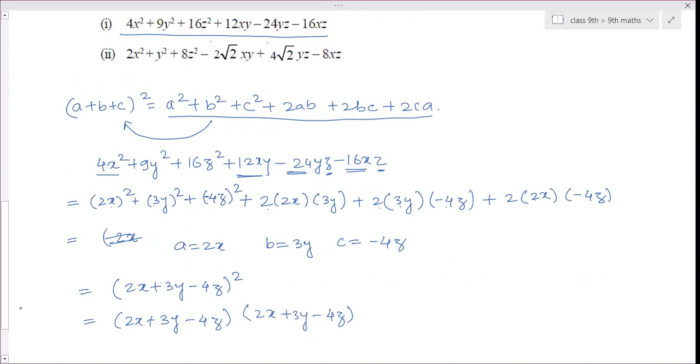Ma'am, in the exam, was it necessary to write these steps? Yes, you have to write down. You have to show this equation is in the form a square plus b square plus c square plus 2ab plus 2bc plus 2ca, and that is equal to a plus b plus c whole square. You have to write the value of a, b, and c, and then substitute. Is it clear, everyone? Yes, ma'am. Okay, so write down.